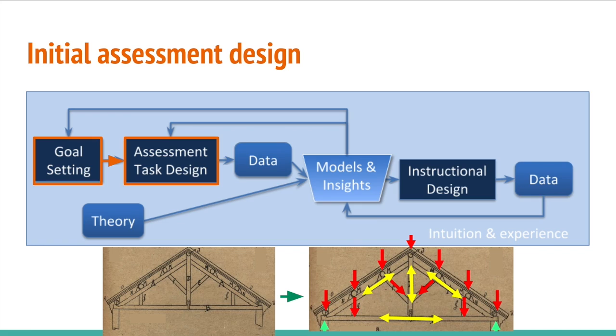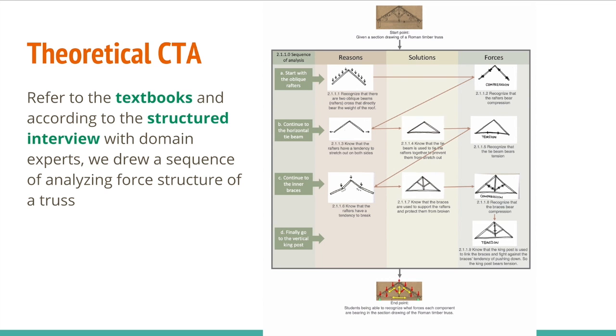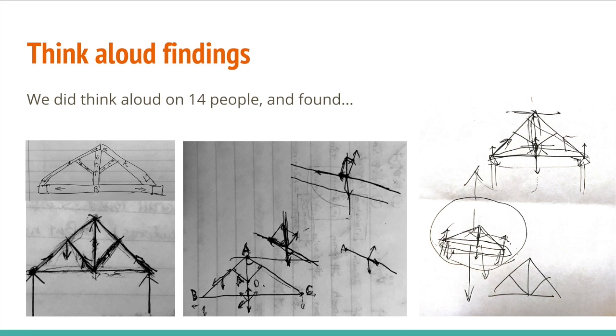So in our cognitive task analysis, we have our initial assessment design, which is simply giving students a section drawing of a truss and asking them to recognize what force is in each component. And we got some data from this. First, we referred to the textbook, and according to structured interviews with a domain expert, we drew a sequence of analyzing force structure of the truss. And we put them into an empirical CDA. We did think-aloud on 14 people and found some really interesting things.